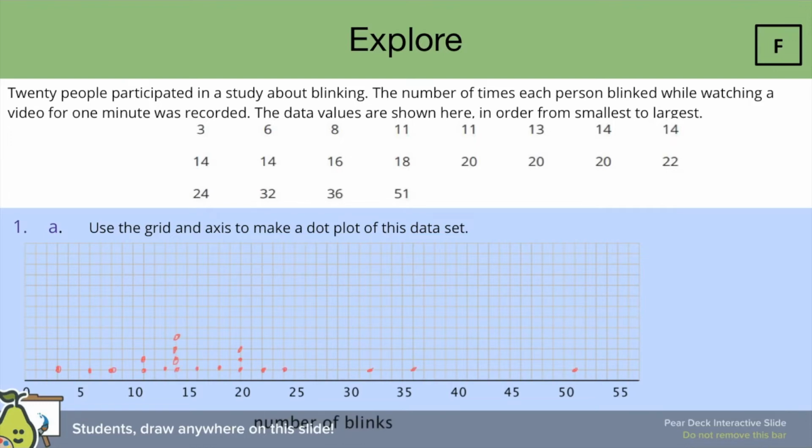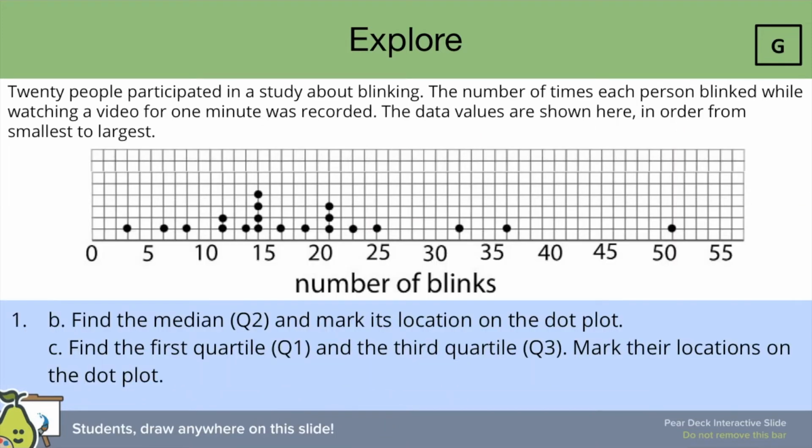This is an example of what the dot plot should look like. For question 1B, you're asked to find the median, quartile 2, and mark its location on the dot plot. That value would be 15 blinks, since it is the average of the 10th and 11th values. Part C asks students to find the first quartile and the third quartile, and mark their locations on the dot plot. The first quartile is 12 blinks, which is the average of the 5th and 6th values, and the third quartile is 21 blinks, which is the average of the 15th and 16th values.